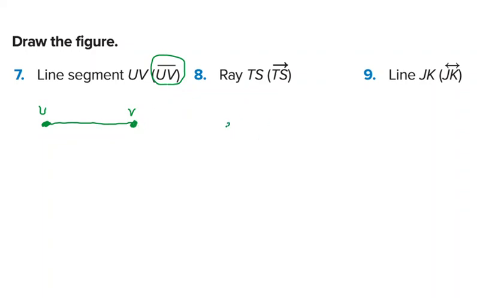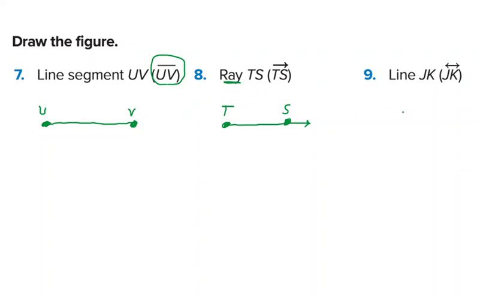Ray TS, fine. We need point T, and we need point S. T is going to shoot S with a laser. Boom! And then it keeps going, doesn't it? Goes right through S and it keeps going. Ray gun. You know what I mean?